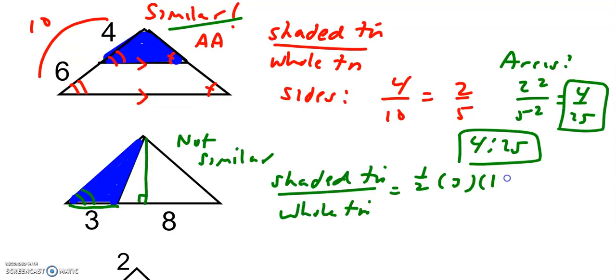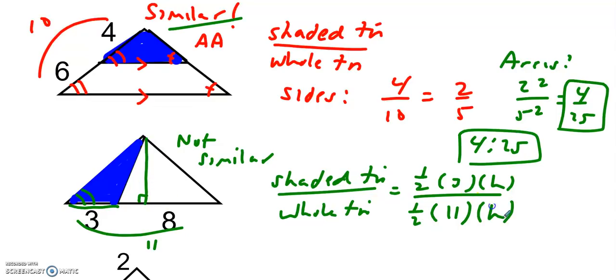So 1/2 base times height over 1/2. The base of the bigger triangle is 11, and it has the exact same height, because if you look at the big triangle, it's still the only perpendicular thing you have. So just like a previous example, these two cross out, so your ratio would just be 3 to 11. They are not similar, so I cannot square these.